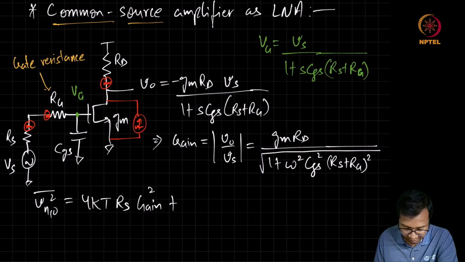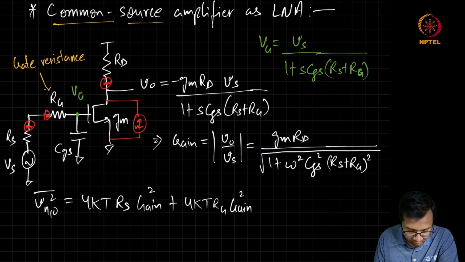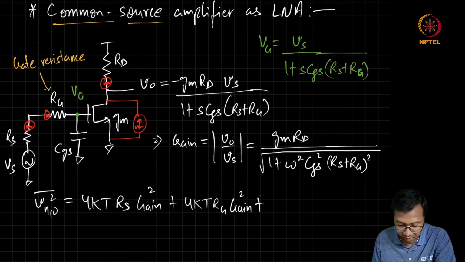So this is 4kT Rs gain square plus the noise due to Rg, 4kT Rg, again gain square. We know that these capacitors don't add any noise. So next we need to talk about the noise contribution from the transistor, ignoring the flicker noise, only talking about the thermal noise because we are talking about signal frequency of the order of gigahertz.